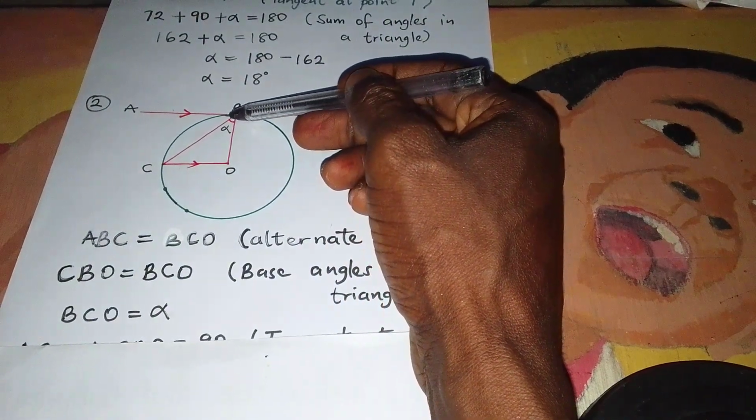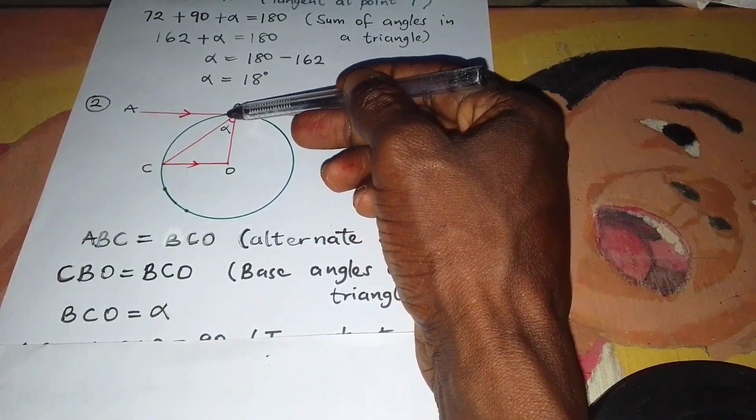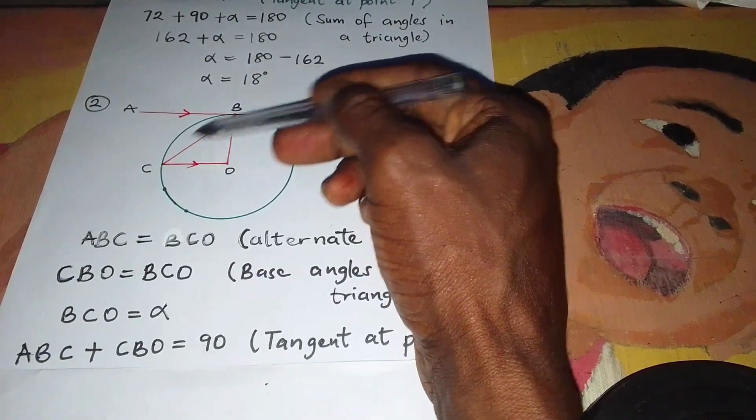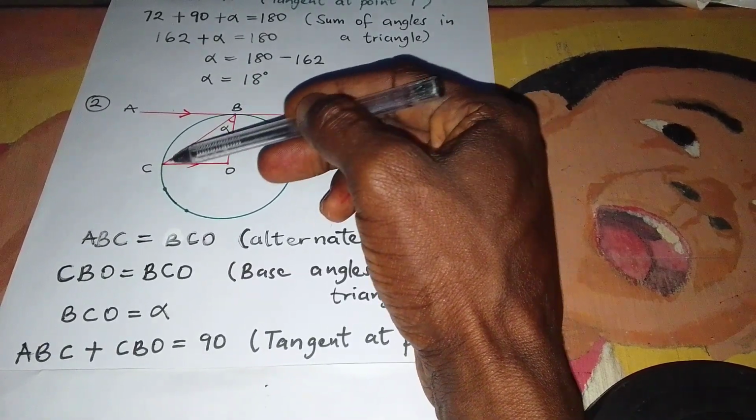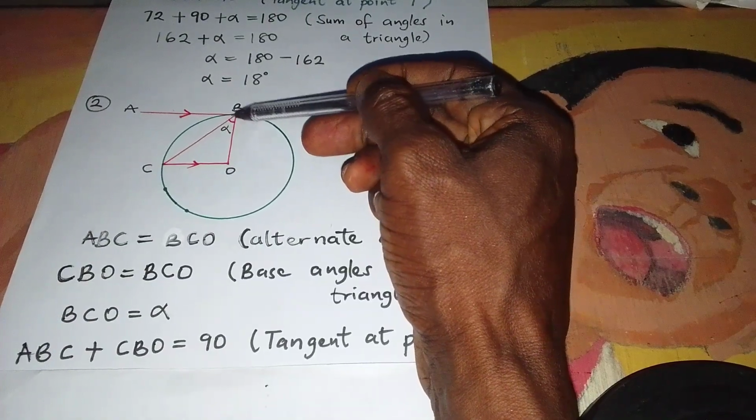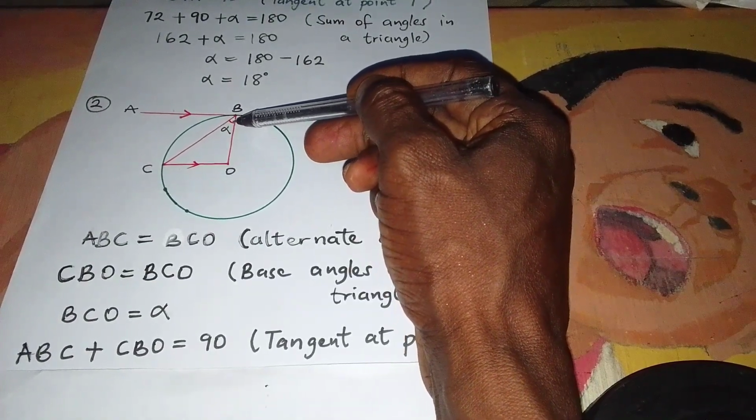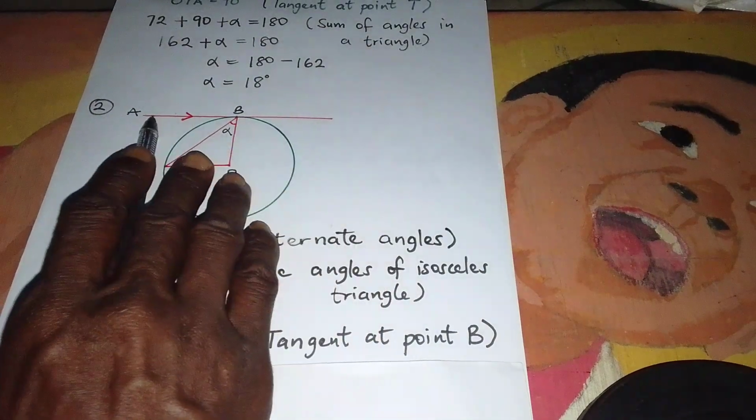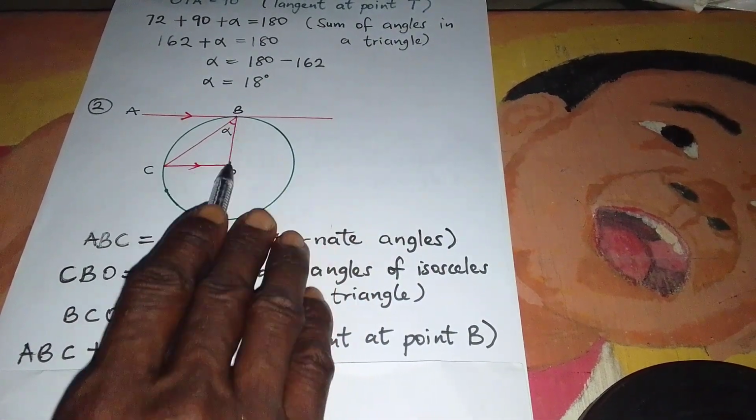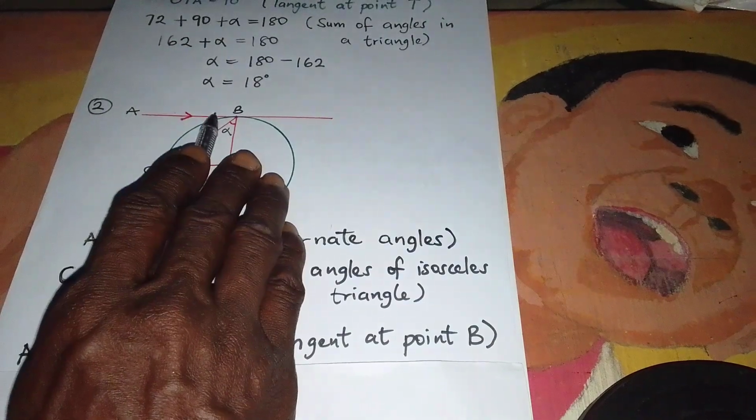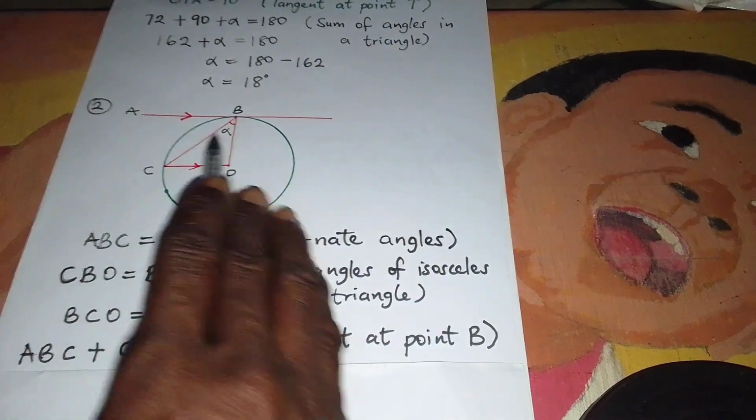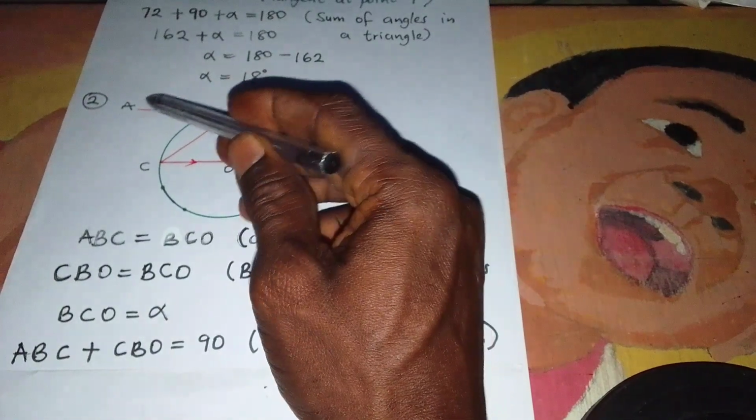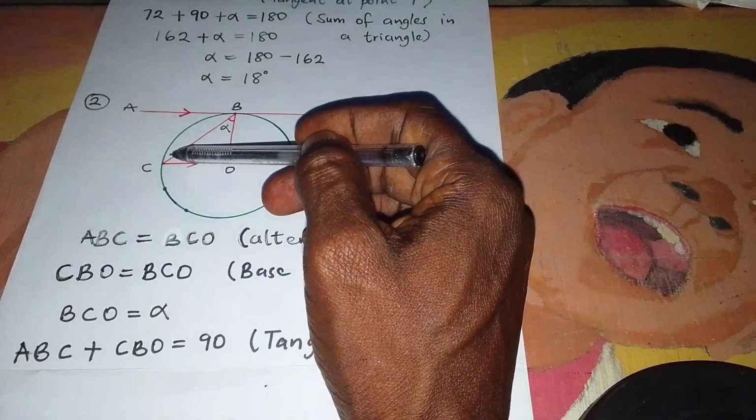Angle 90 degrees, because this is a tangent. So this angle here, ABC plus angle CBO, this and this should be equal to 90 because they are tangents at point B. Because it is the tangent to the circle at this point B, this whole angle here should be 90. And also we've already said that our angle ABC is also what?